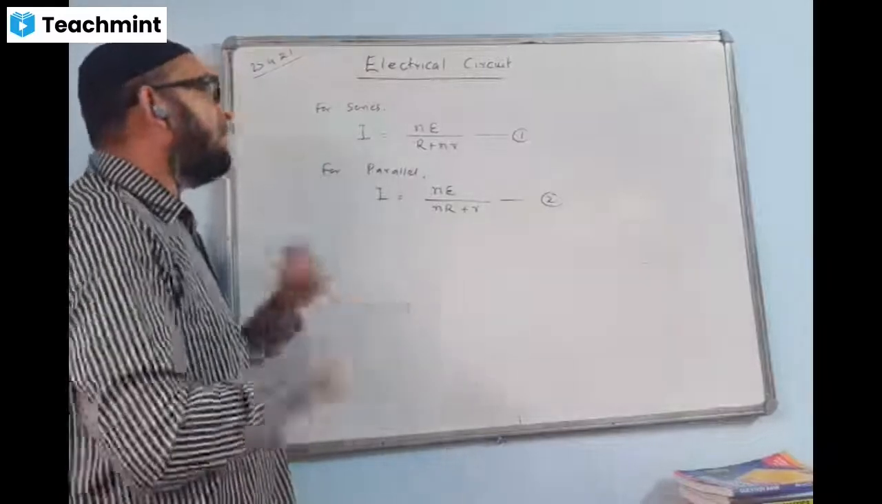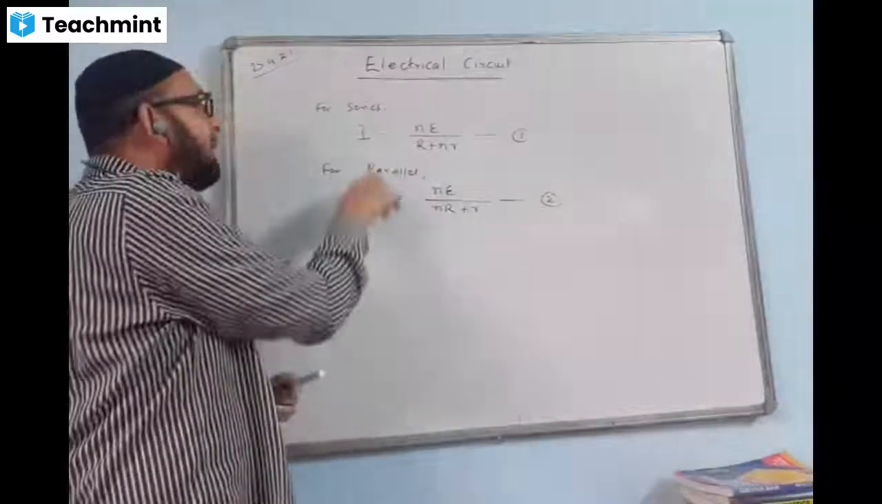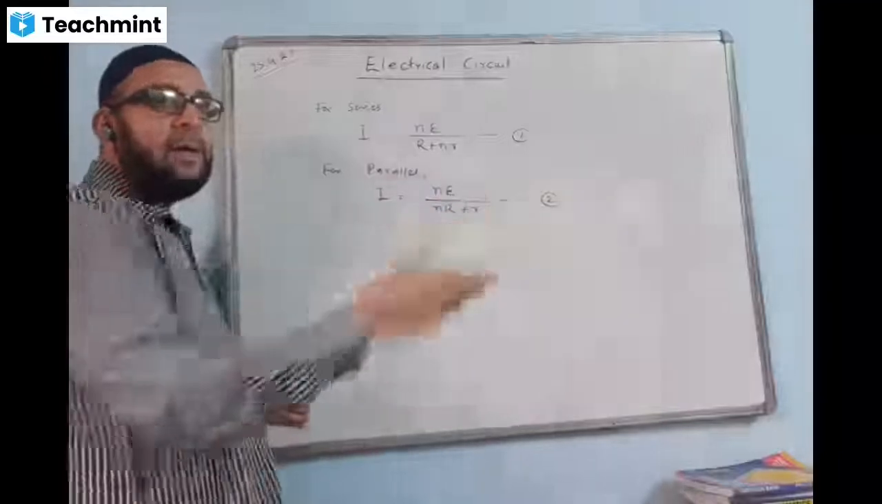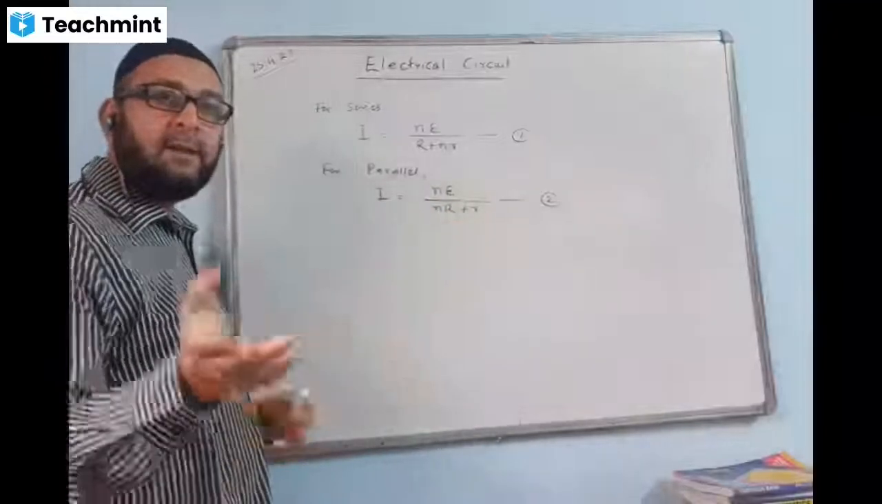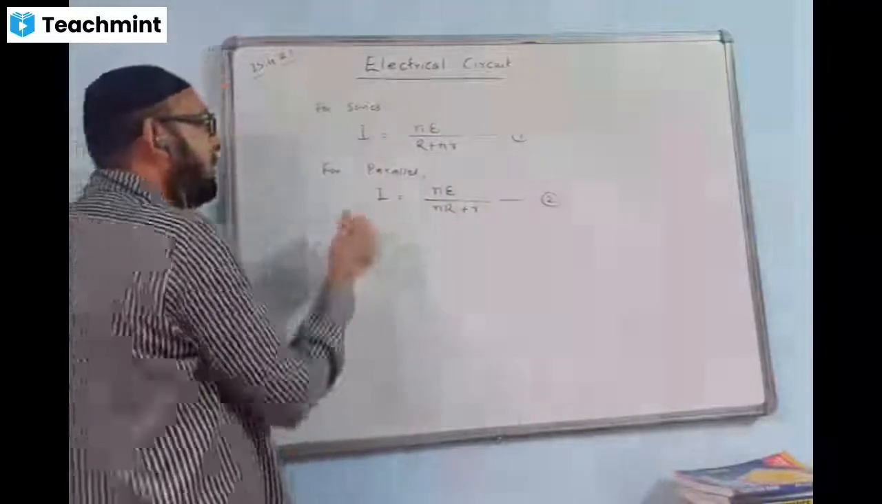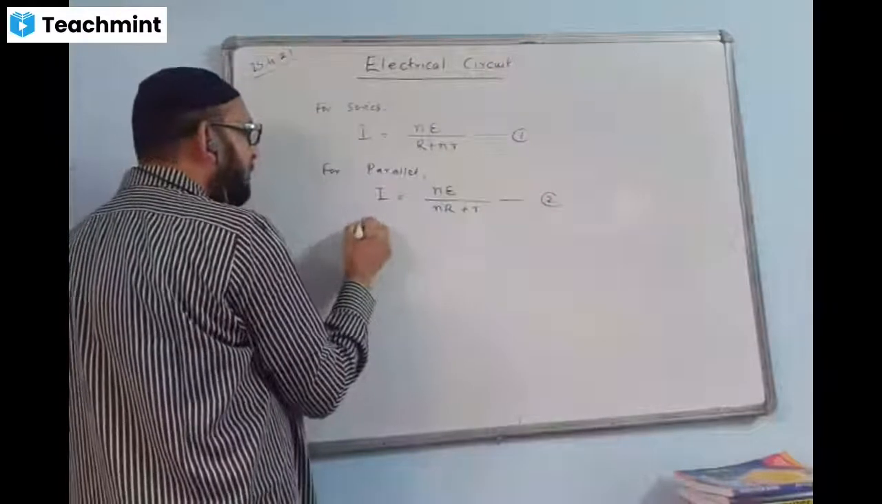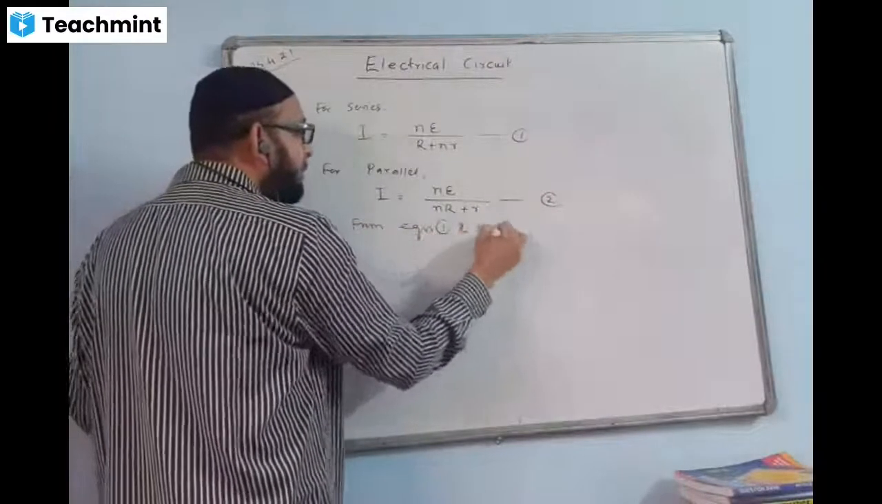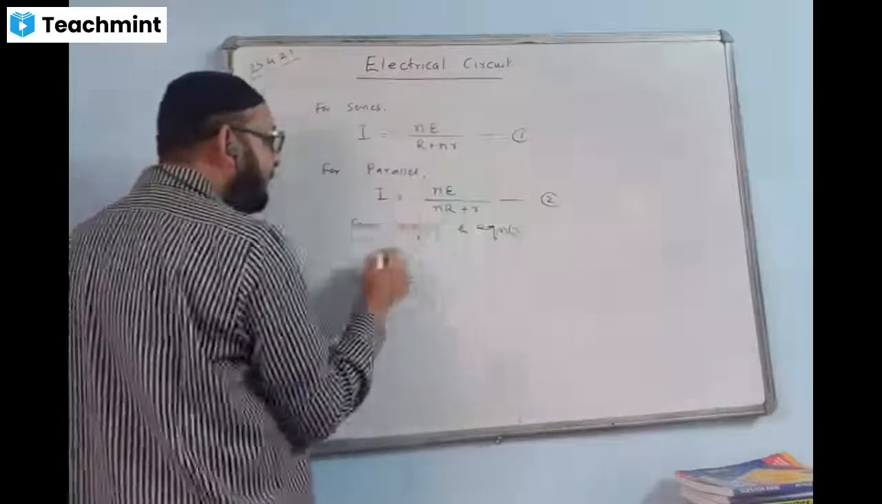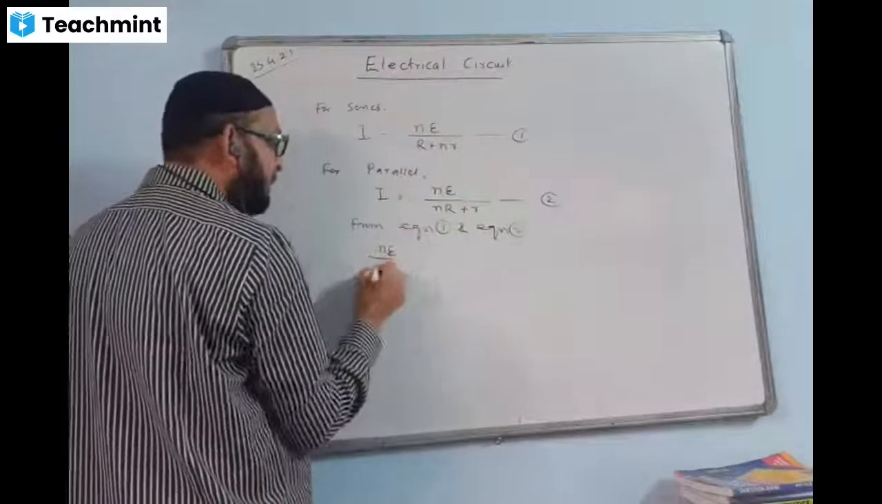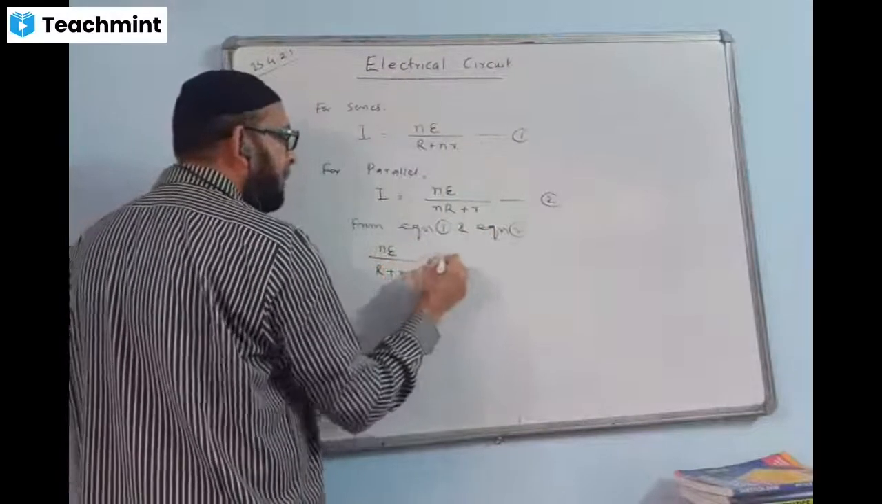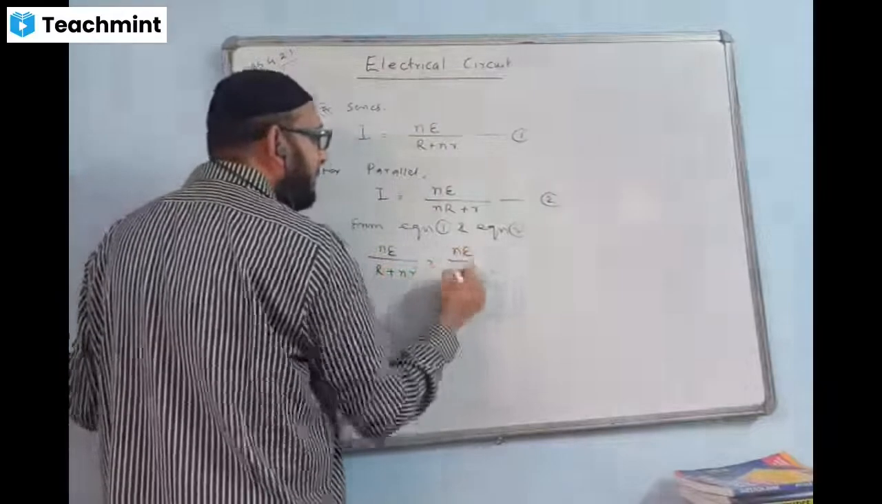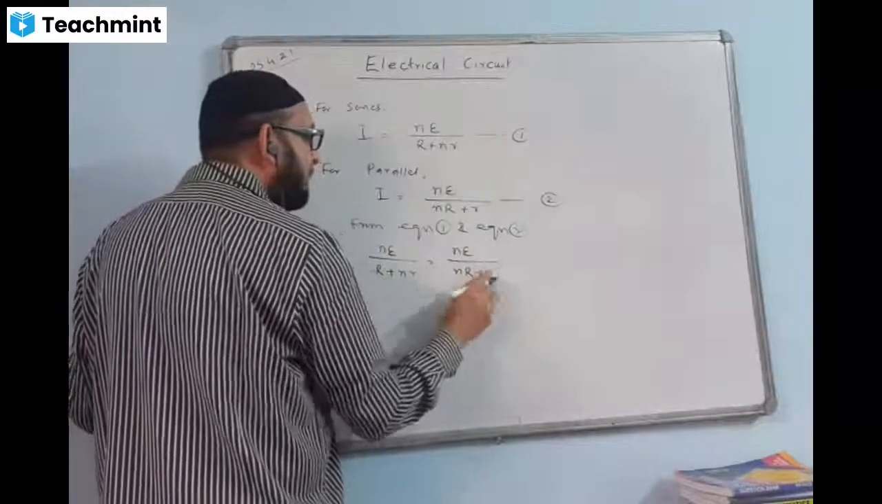Otherwise, if they say one current is double of the other, I write here I1 and I2, then write I1 is equal to 2I2, whatever way. They are saying giving same current. That's why these two are same. Therefore, from equation 1 and 2, we'll equate this part. nE by R plus nr is equal to nE by nR plus r.